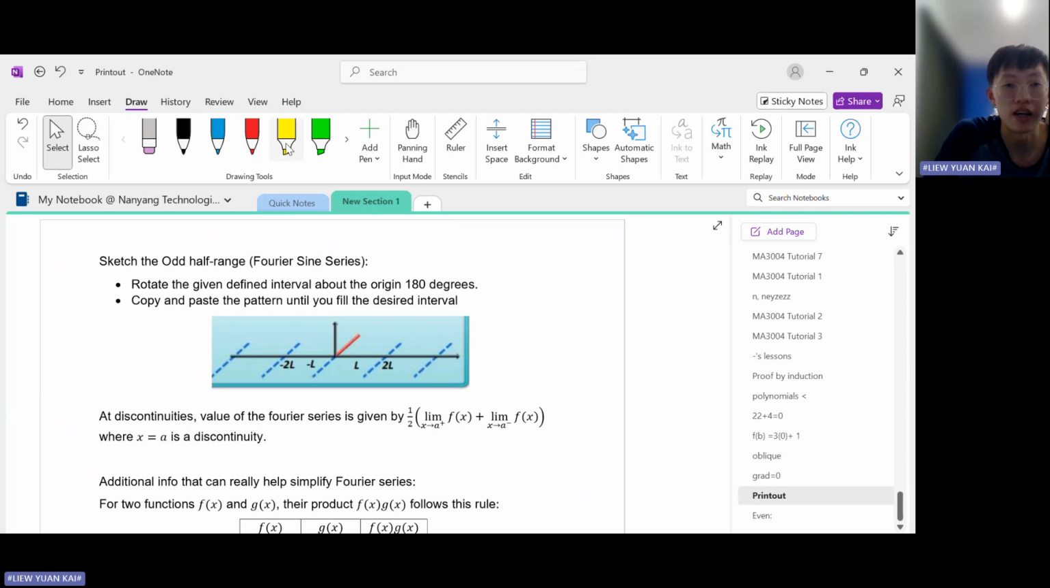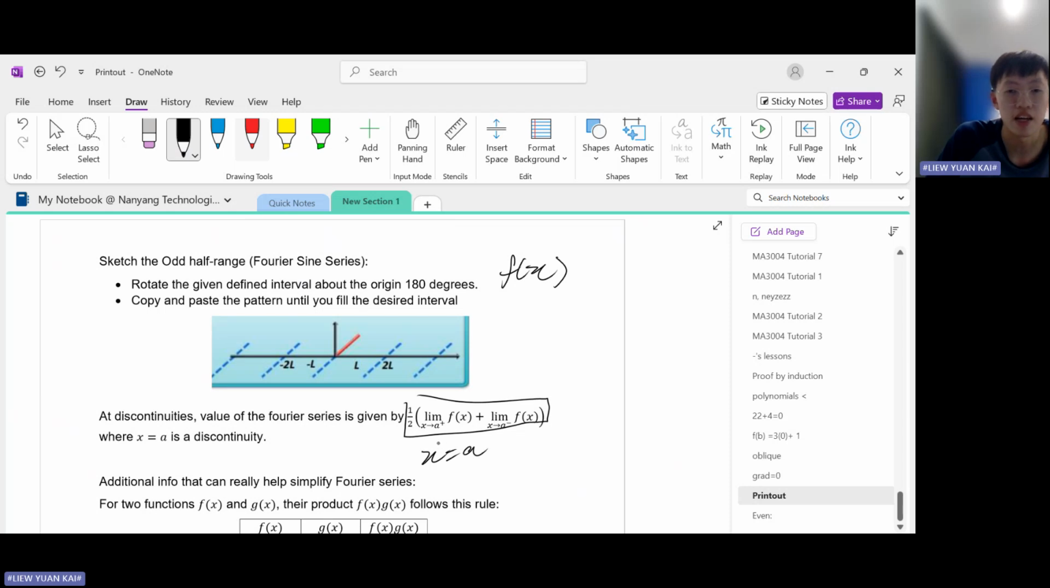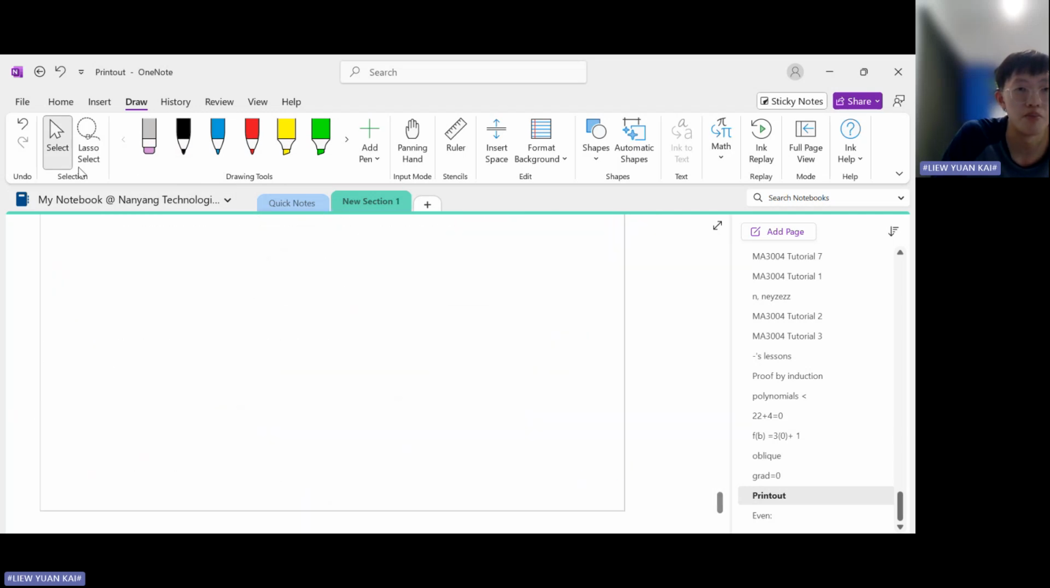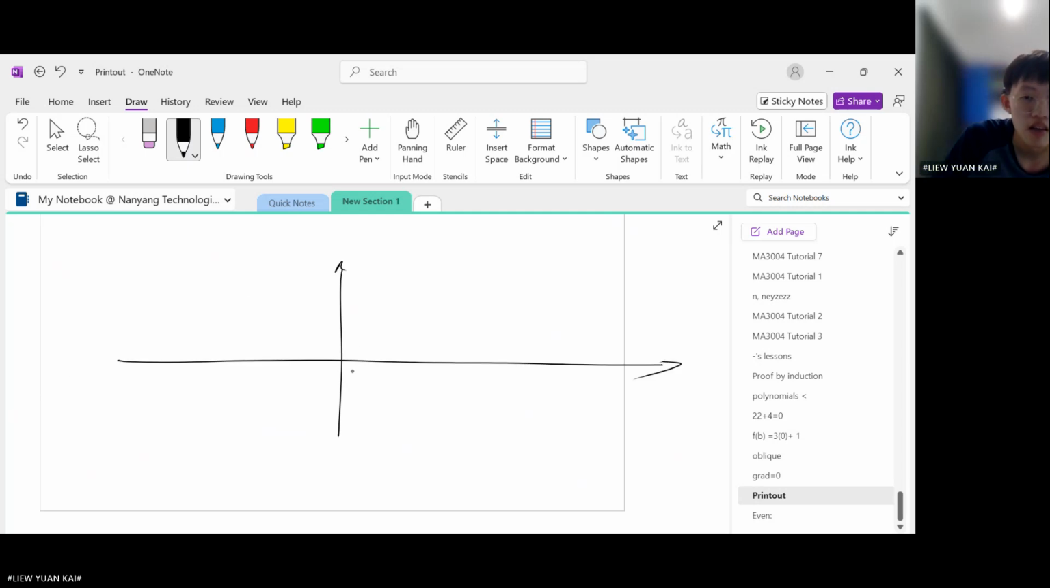Okay, so here's an FYI. At discontinuities, after you find that f of x, if you want to find the value of this f of x at the discontinuities, then you will use this formula, where x equals a is a discontinuity. What do I mean by discontinuity? What I mean by discontinuity is a break in the graph. So just now, let's take a look at the odd function that we drew just now.